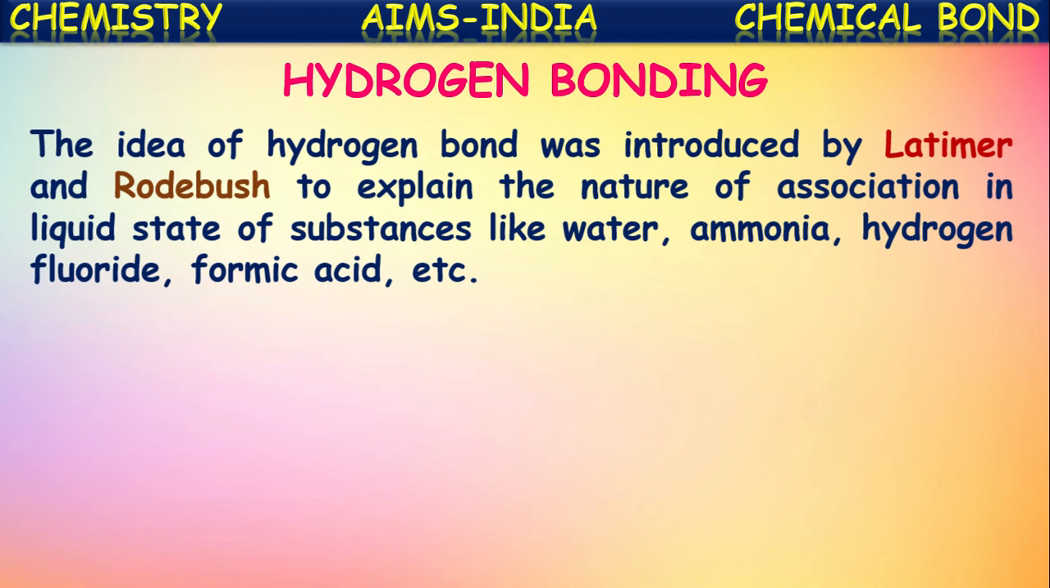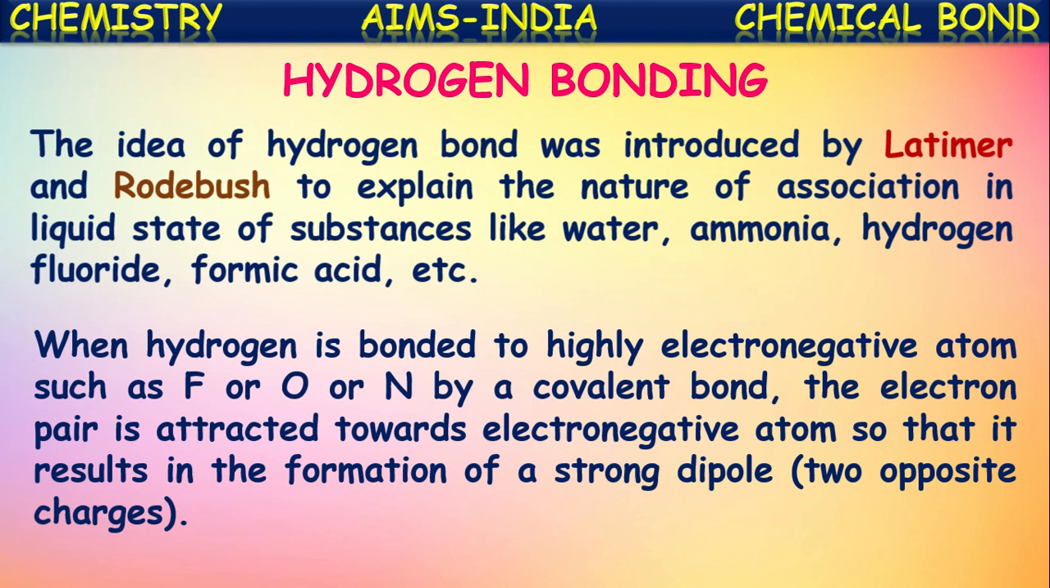The idea of hydrogen bond was introduced by Latimer and Rodebush to explain the nature of association in the liquid state of substances like water, ammonia, hydrogen fluoride, formic acid, etc. In these liquid substances, the association of molecules was explained by this hydrogen bonding.